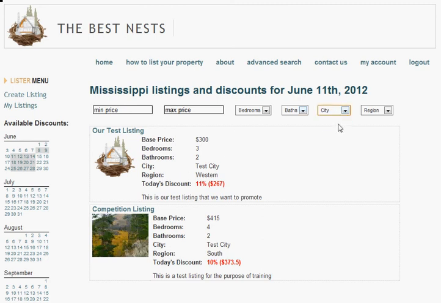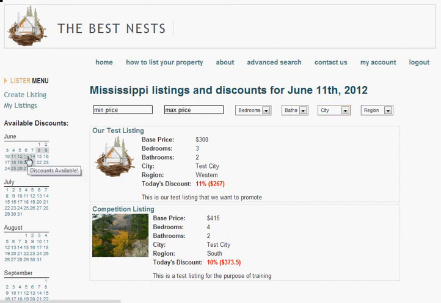This will remain true across all of these filters. So if we filter down to the cities, to the regions, bedrooms, baths, it will sort listings by the discount percent being offered for that day. This is great. That means more people are going to be seeing our listing now on these off days. We're also now offering a discount. Our listing is now being offered for $267 a night, or an 11% discount, which creates an incentive for people to visit our establishment during those days.